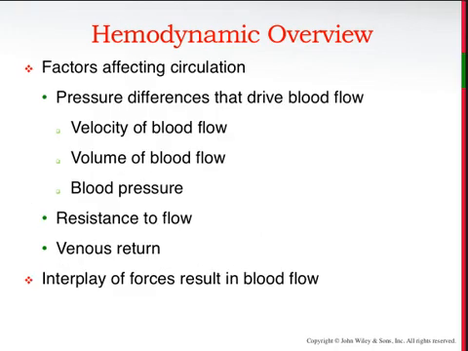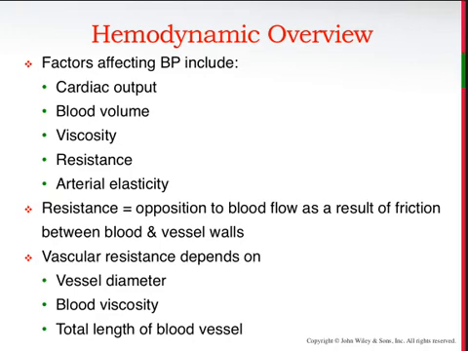Hemodynamic overview, we'll do that really quickly, and that's probably where we'll end this video. But hemodynamic overview, so things that are going to affect blood pressure. In our last chapter, we talked about cardiac output, so make sure you go back and review that. Blood volume: if you have a decreased blood volume, I have less blood in the vessels, my blood pressure is going to be lower. If I have a whole lot of blood, if I have an excess blood volume, then I'm going to have an increased blood pressure.